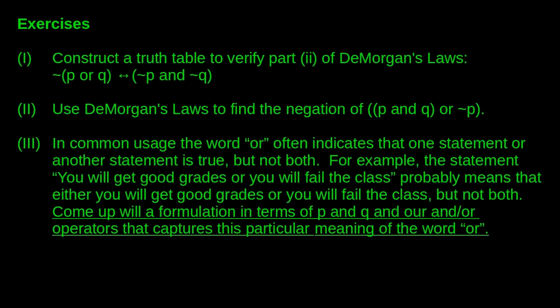So, here are some exercises for you to do. Number 1, construct a truth table to verify part 2 of DeMorgan's Laws. You should be able to do it just like I did it by constructing a little table. Number 2, use DeMorgan's Laws to find the negation of that gross expression.